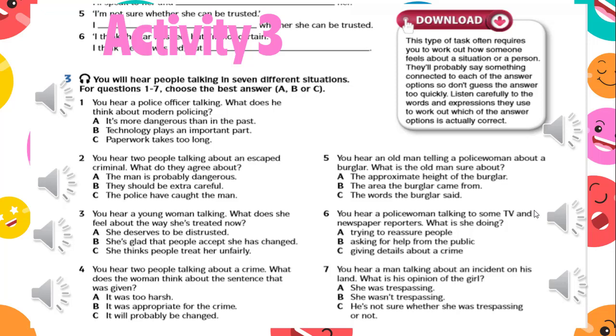Number 4. You hear 2 people talking about a crime. What does the woman think about the sentence that was given? Number 5. You hear an old man telling a policewoman about a burglar. What is the old man sure about? Number 6. You hear a policewoman talking to some TV and newspaper reporters. What is she doing? And number 7. You hear a man talking about an incident on his land. What is his opinion of the girl?